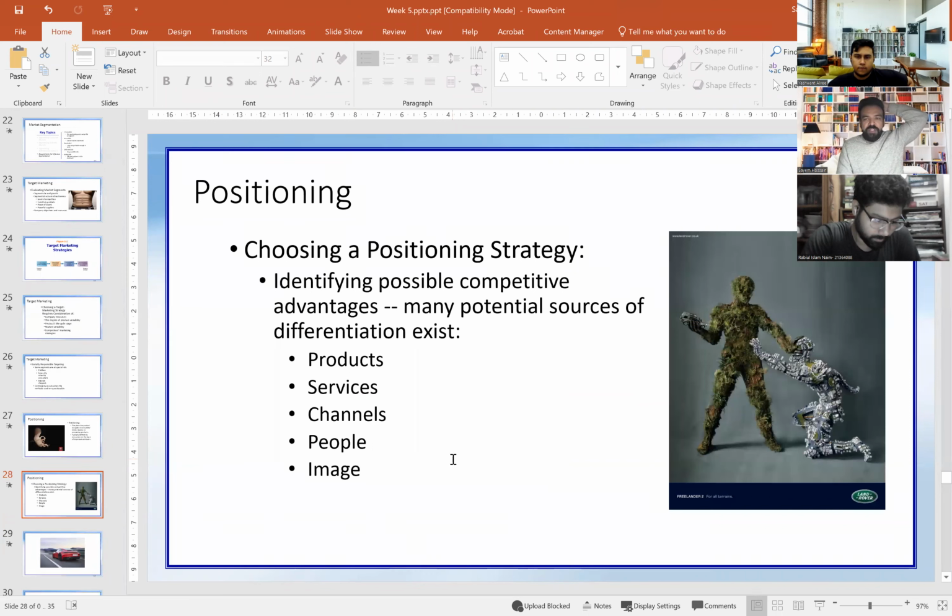I've got another image, and I don't know why I'm using cars, because I like cars. That's why maybe I'm using car brands.